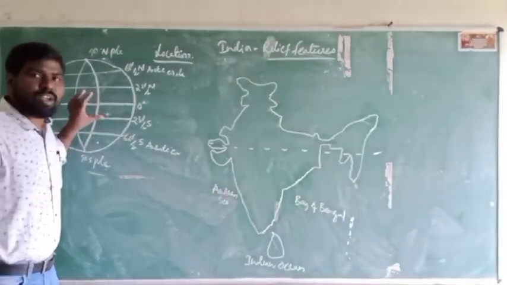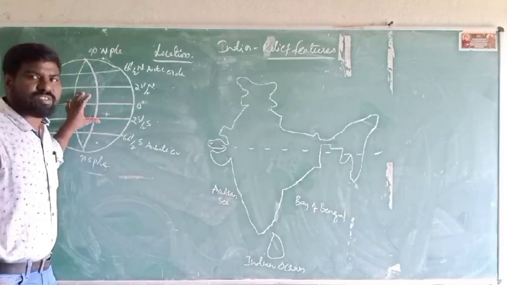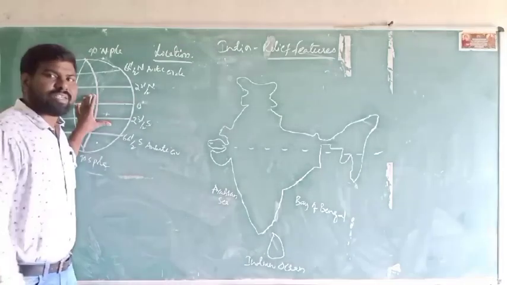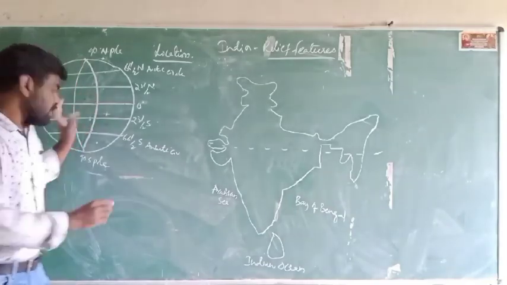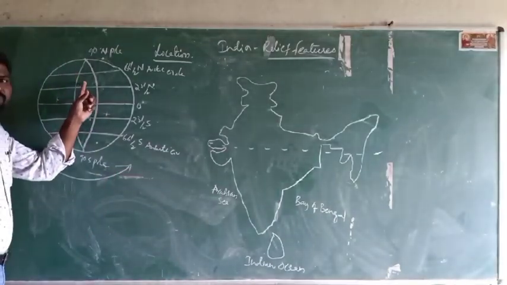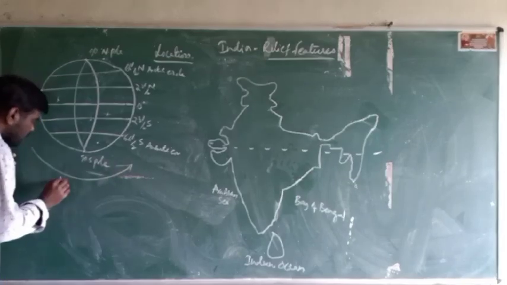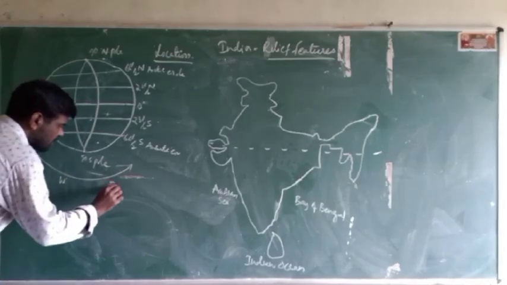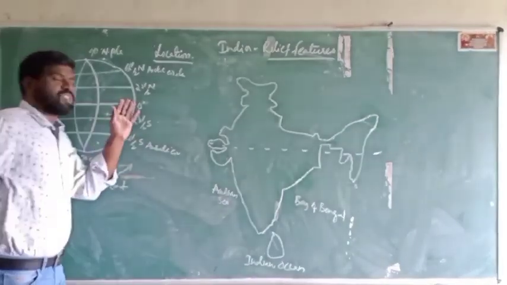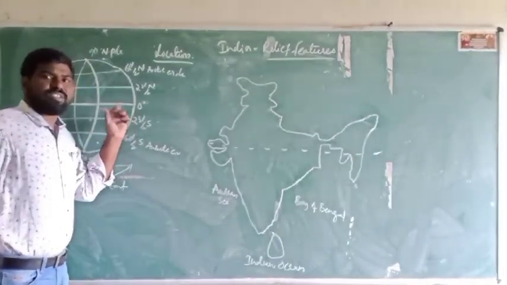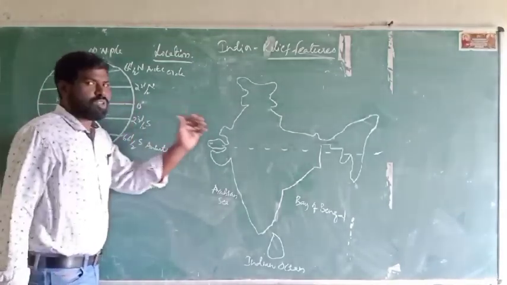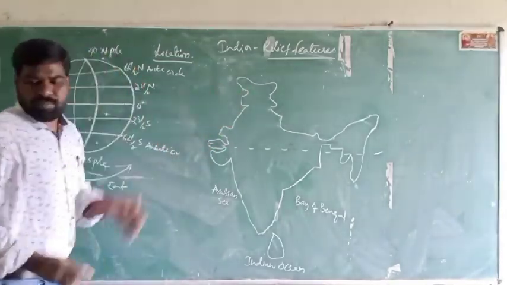These latitudes and longitudes help us to locate a place accurately. As you might have studied earlier, our Earth rotates on its own axis. Our Earth rotates from west to east, so the places on the eastern side receive the sunlight first. Now we will discuss the location of our country.